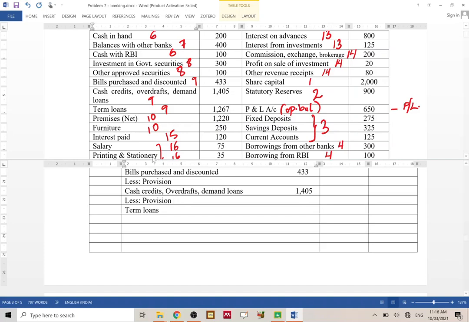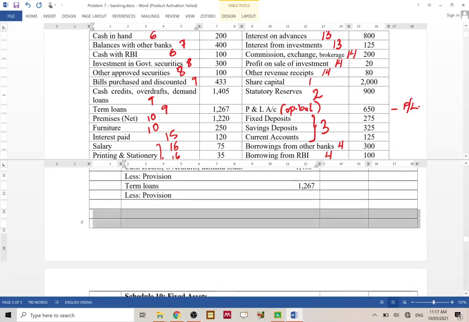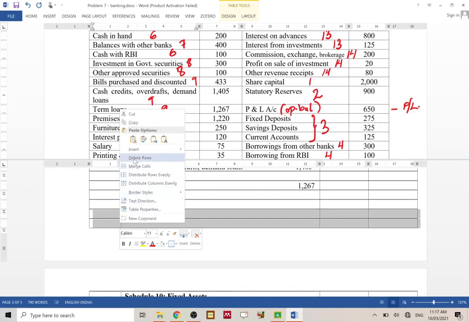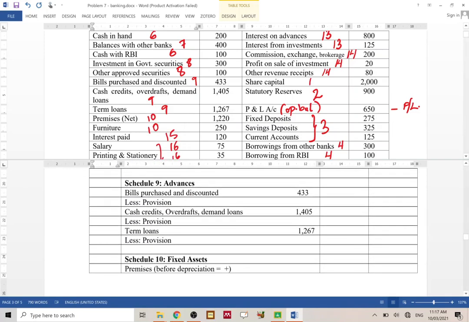And the other type we have is term loans. Amount is 1267. Again, we're going to show it over here. Less provisions. So we will later calculate the provisions on all these three advances and accordingly minus those provisions from those advances. And then we'll get the final total to be written outside.